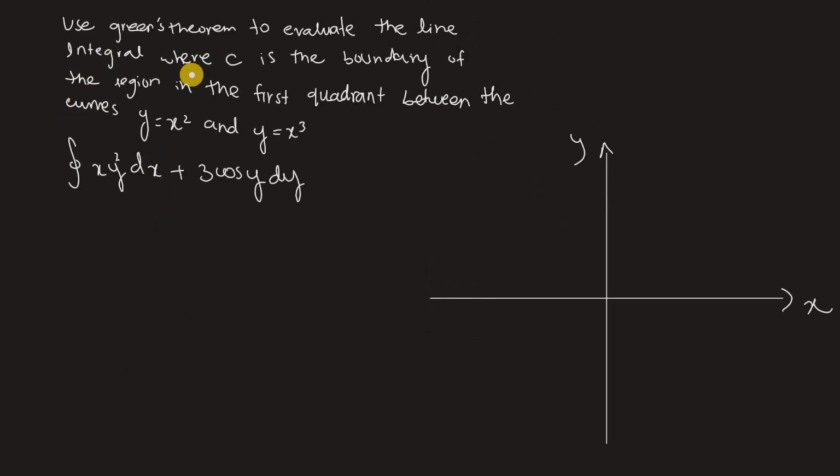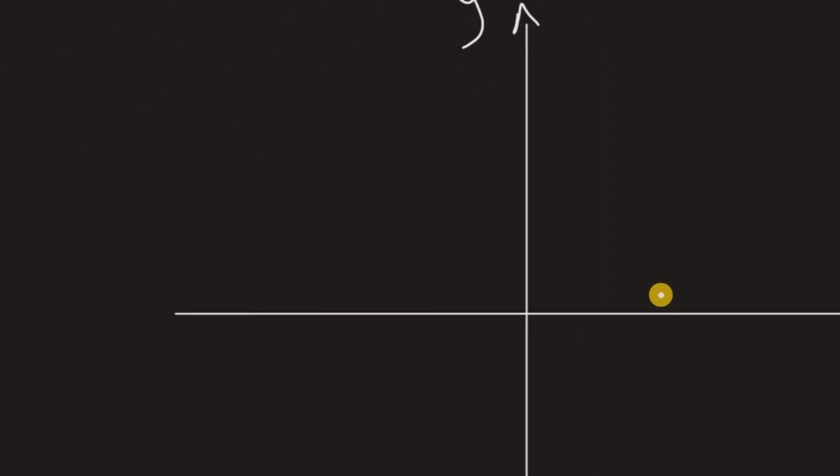Okay, so we have this problem where we need to evaluate this integral and given this region. Our first region is y equals x squared and the second one is y equals x cubed. So let's go ahead and draw this region first.